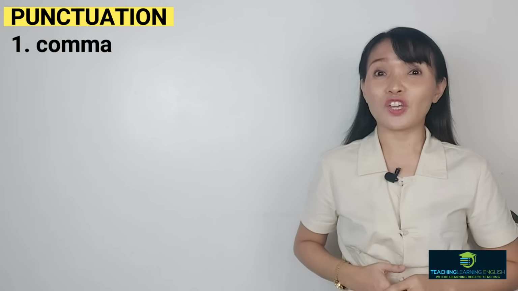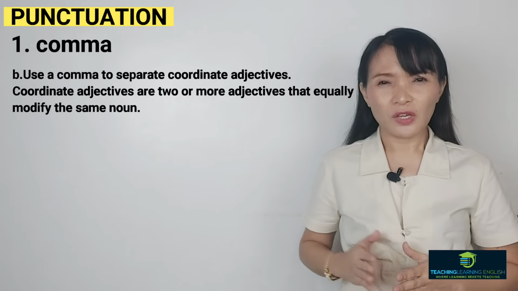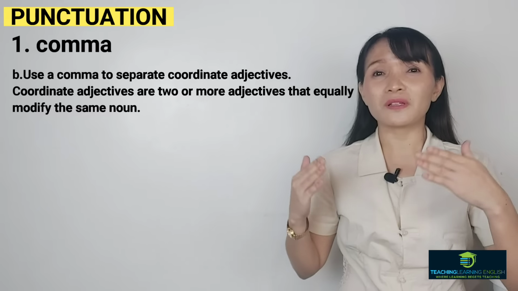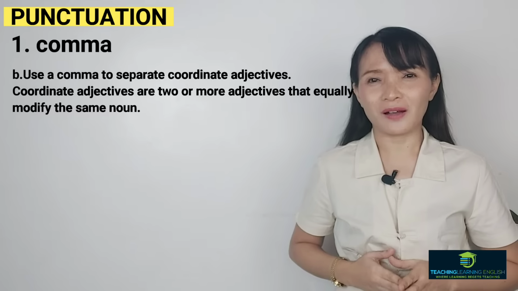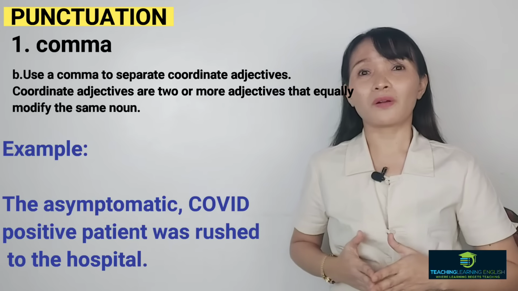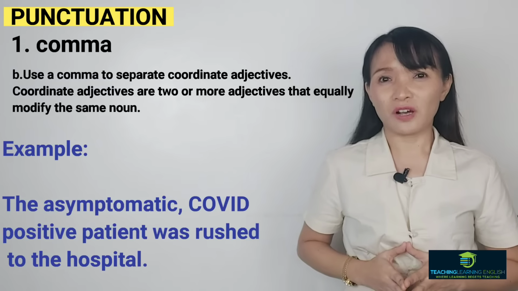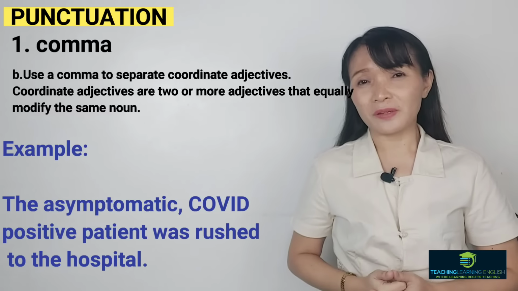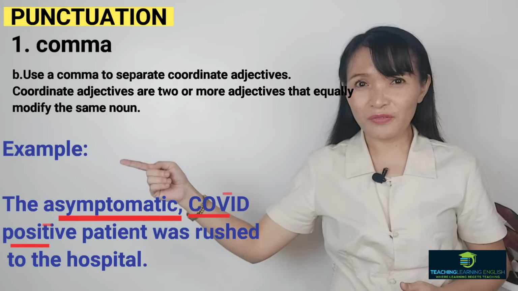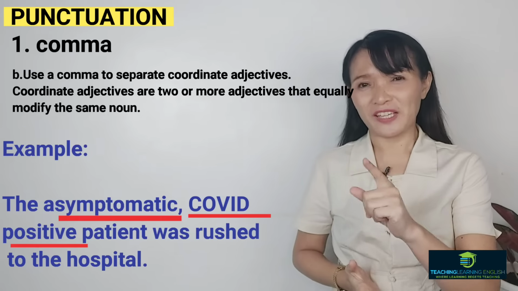The second is use a comma to separate coordinate adjectives. Coordinate adjectives are 2 or more adjectives that equally modify the same noun. For example, the asymptomatic, COVID-positive patient was rushed to the hospital. So where are the coordinate adjectives? The asymptomatic and COVID-positive. These describe the noun patient.